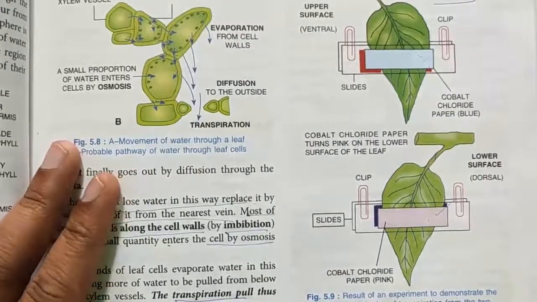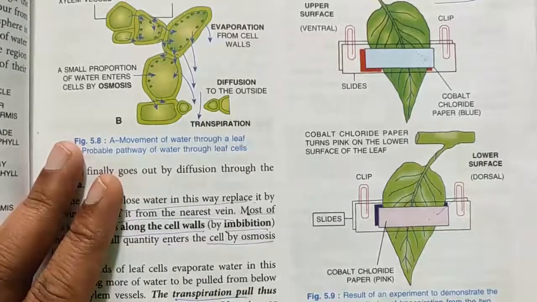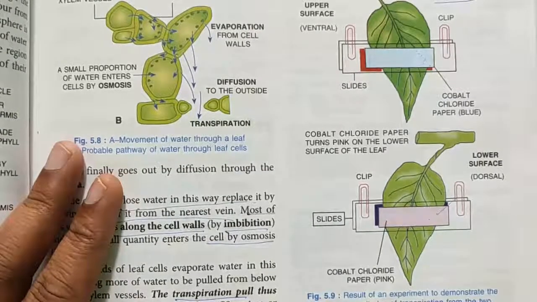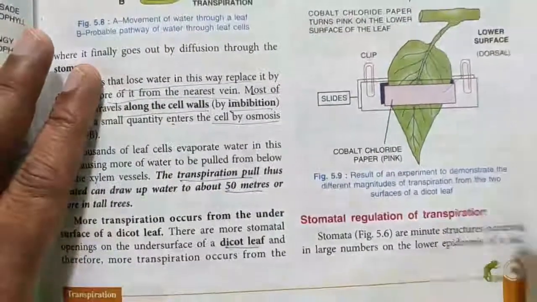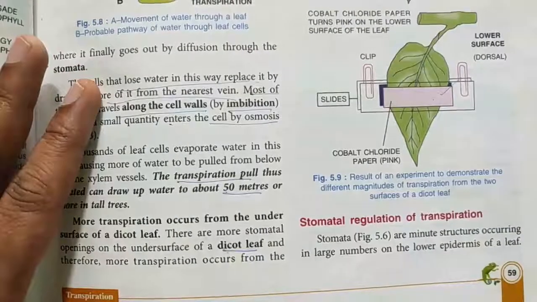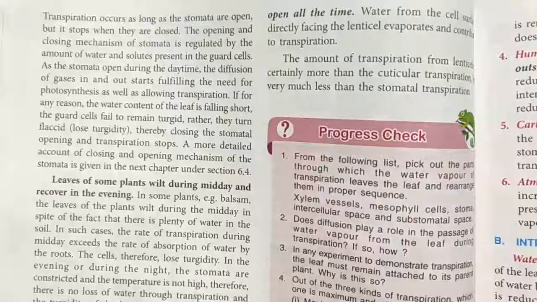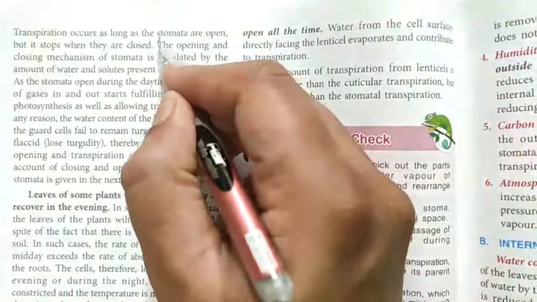So with this experiment we can say that in dicot plants, the maximum number of stomata are present on the lower surface of the leaf rather than the upper surface. Now the next topic is stomatal regulation of transpiration, and how it takes place. For this you have to read this paragraph, and you will see that this line is very important.